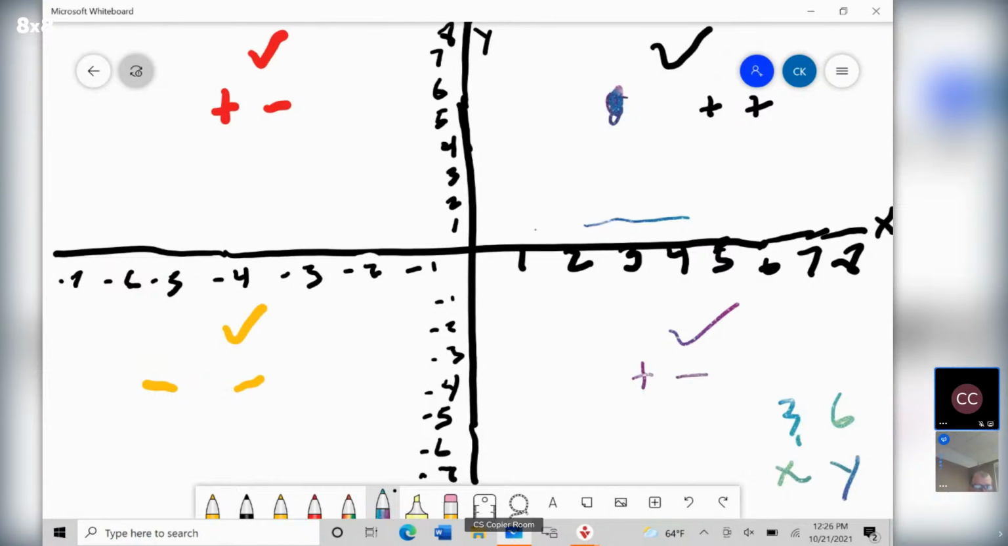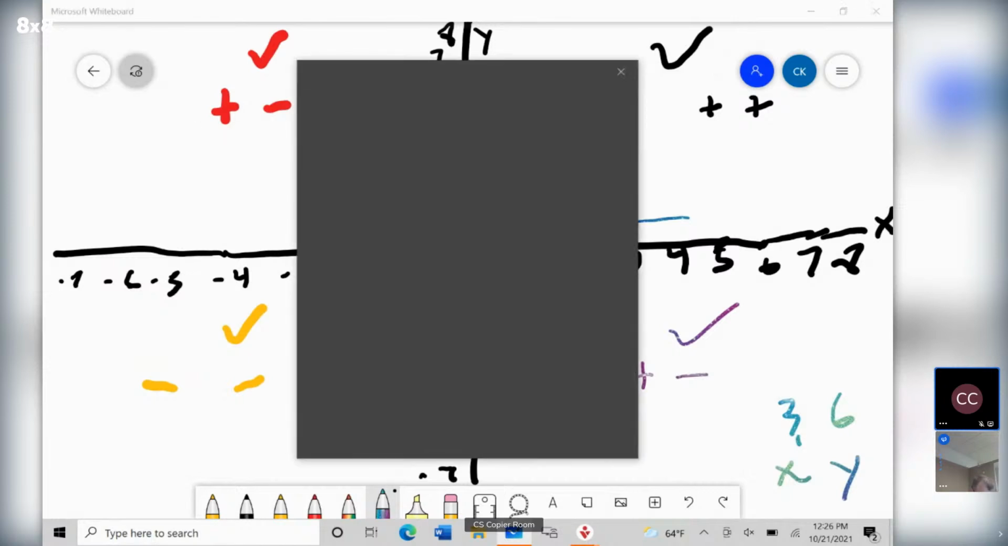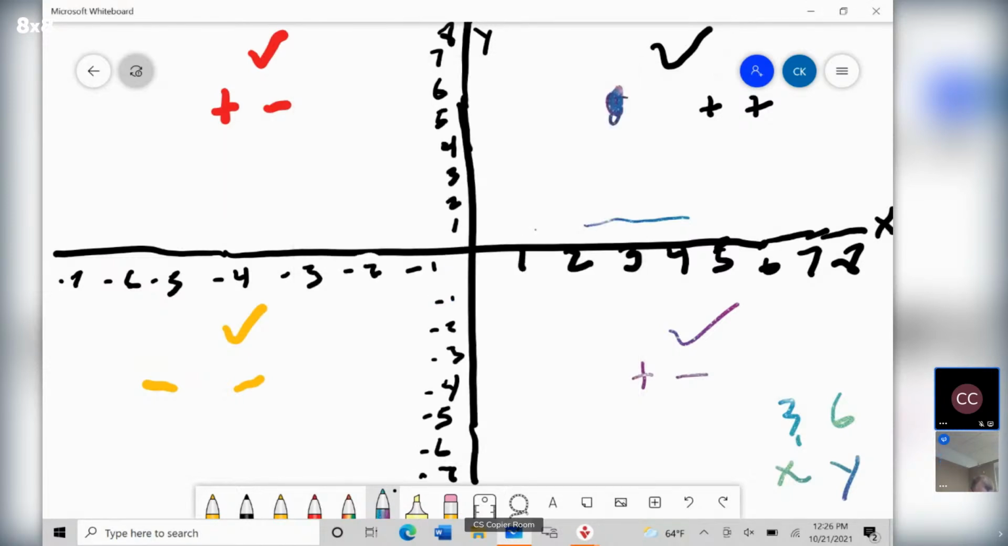So anything in this top right quadrant, x is going to be positive and y is going to be positive. If we move over to the left one, if I ask you to plot negative 2, that's going to be the x, and the y we'll say 5. So we go over on the x-axis, because x is always first, find negative 2, and then go up to 5. And that would be somewhere right around there.